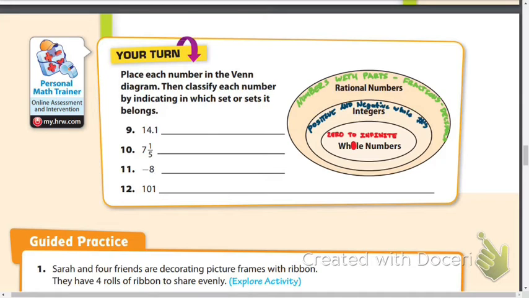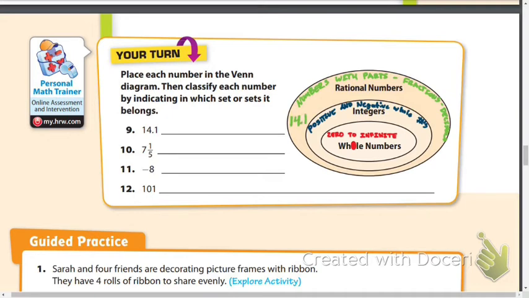So now that we know what each one means, let's take a look at the numbers that we have. We have 14.1, 7 1/5, -8, and 101. So the first thing we want to do is put them where they belong. Let's put them in the right circle. I know I changed up the colors a little bit from the last example I gave you, but the same idea still follows. So number 9 says 14.1. Where does 14.1 fit in? Rational. Very good. So I'm going to put it here.